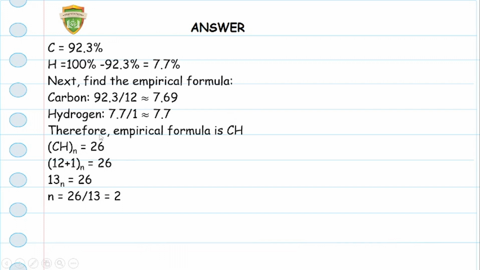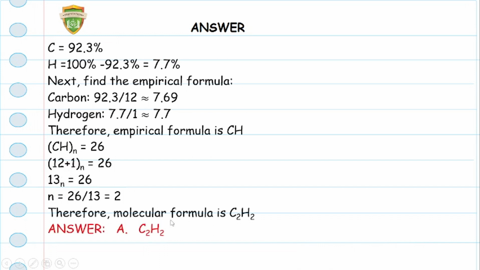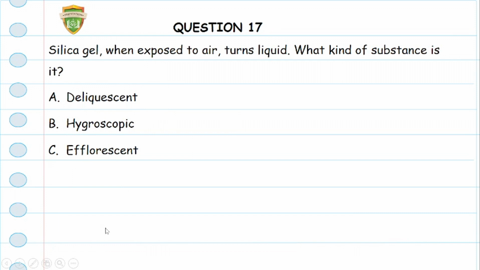Now, to get the molecular formula, the question already told us that the molar mass is 26. So this empirical formula multiplied by n, the factor that gives us the actual molecular formula, will be equal to 26. Now we know that the atomic number for carbon and hydrogen respectively will be 12 and 1. You add them together, you have 13n equals 26. That means n will be 2, meaning that the actual molecular formula of the compound is C2H2, which is option A.